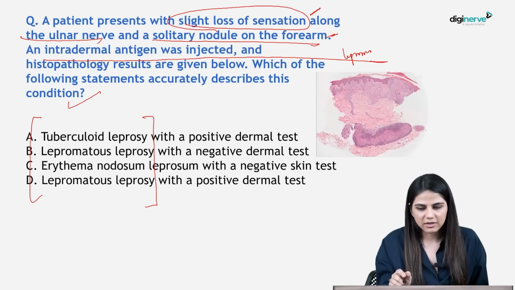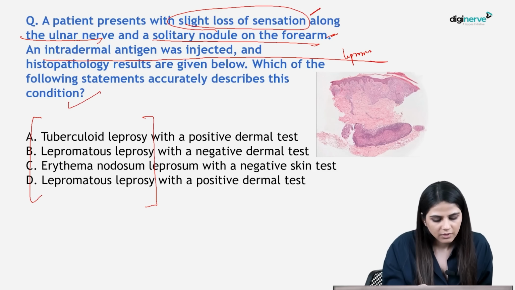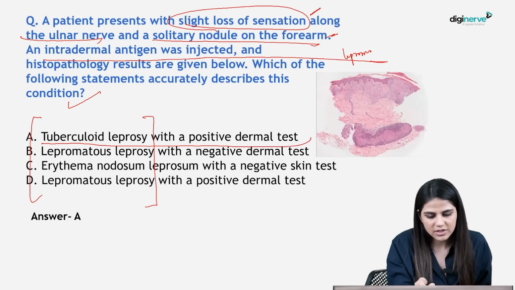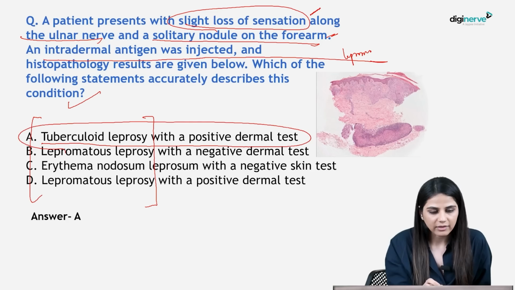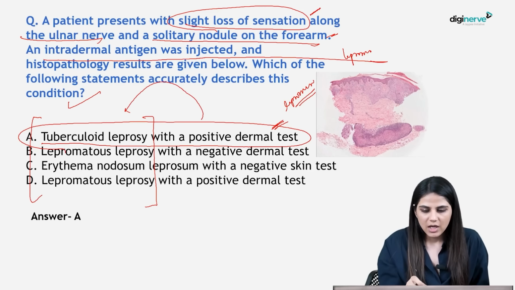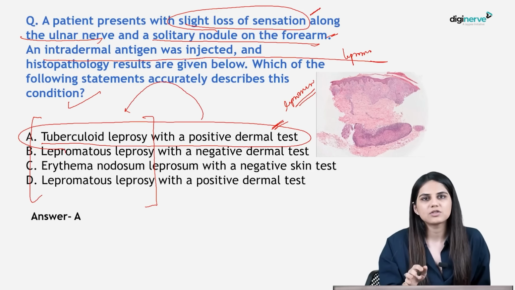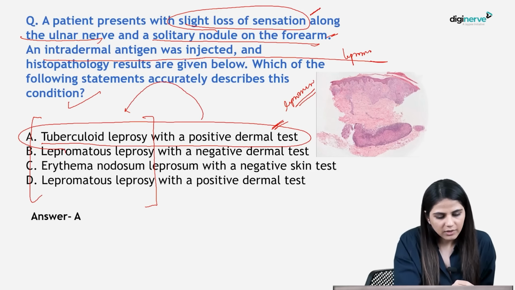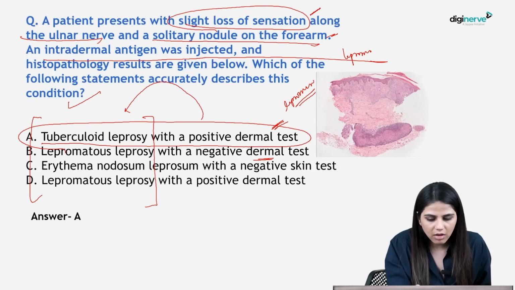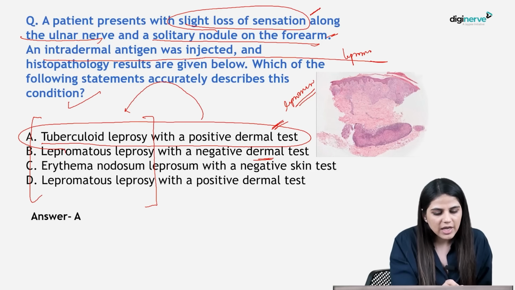Accurately describes the condition. So here the answer is A, with a positive dermal test. Why? A lot of infiltrate is seen in a positive lepromin test, and lepromin test is positive in tuberculoid leprosy. This image shows presence of infiltrate. Lepromatous leprosy with a negative dermal test, not in this image.